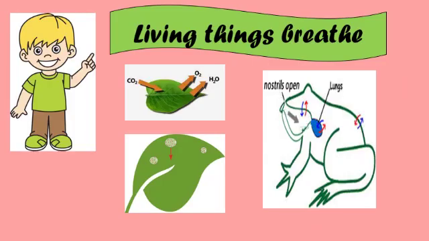Let us discuss the first characteristic of living things, that is, living things breathe. All living things need air to breathe. We breathe through our nose. Many other animals like dogs, cats, cows, etc. also breathe through their nose. Plants also breathe. Plants breathe through the tiny holes called stomata, which are present in their leaves, as you can see here.